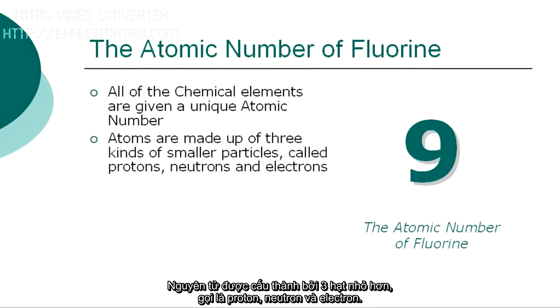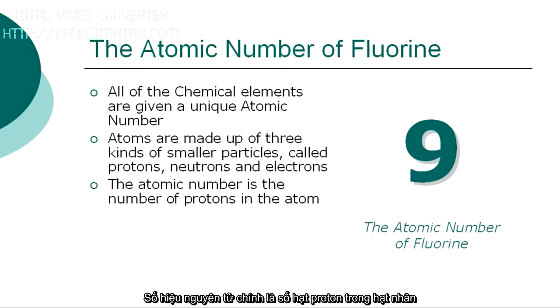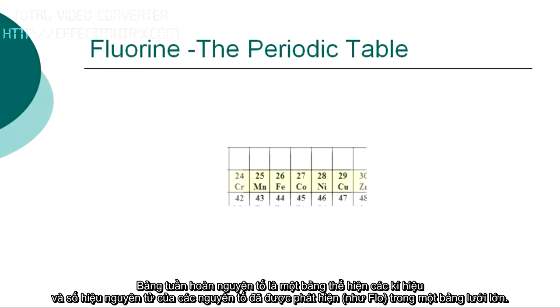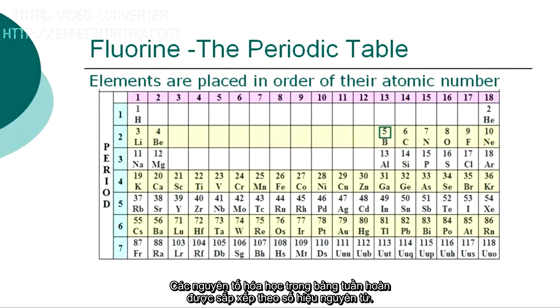Atoms are made up of 3 kinds of smaller particles called protons, neutrons, and electrons. The atomic number is the number of protons in the atom. The chemical elements of the periodic table are shown in order of atomic number and identified by their symbol. The periodic table is a chart showing the symbols and the atomic numbers of all known elements, such as fluorine, in one large grid.